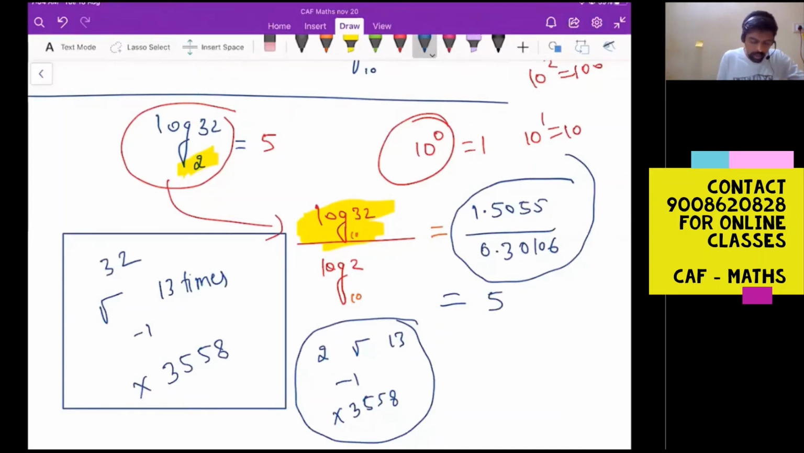Okay, that's what we wrote here. Log 32 value is 5. When the base is 2, log 32 to the base 2 will be 5. Correct? So we got to know that the value is 5 by inspection method, because 2 to the power 5 is 32.